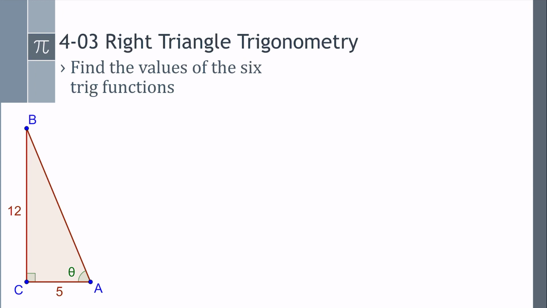Alright, in this problem we want to find the value of the 6 trig functions of angle A. Well, first of all, we need to find the length of the hypotenuse. We can use the Pythagorean theorem. 5 squared plus 12 squared equals the hypotenuse squared. So that's 169, I think, equals the hypotenuse squared. So take a square root, and the hypotenuse is 13.